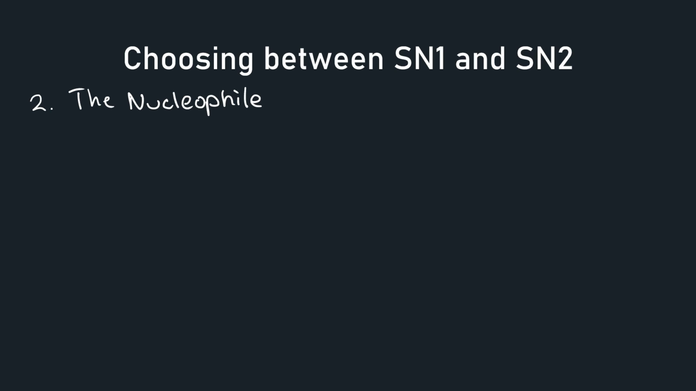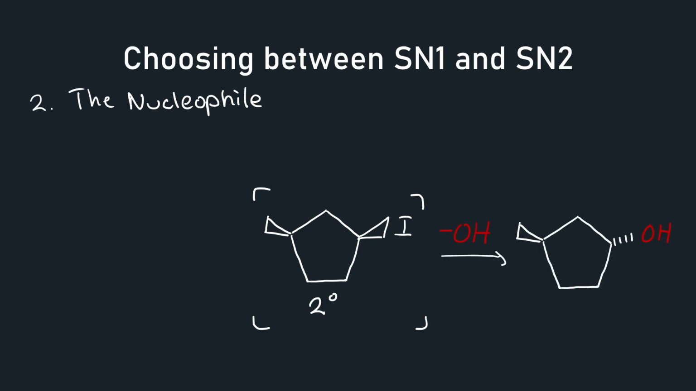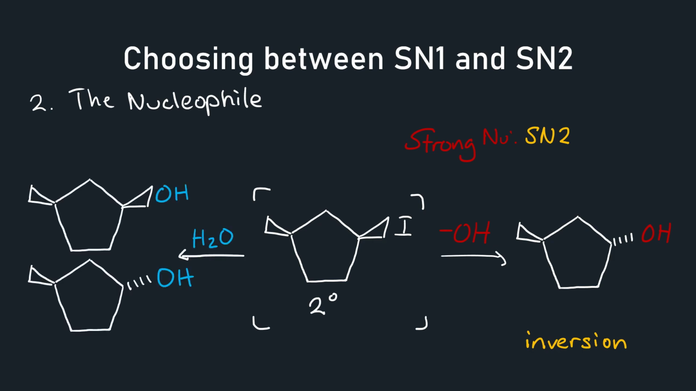And that leads us to our second order of priority, which is looking at the nucleophile. Here we have a secondary substrate. We're going to apply a strong nucleophile to it, and this results in inversion of the chiral center. This is because strong nucleophiles result in an SN2 reaction. Next, we're going to apply water to our substrate. This results in a racemization of the compound because weak nucleophiles result in an SN1 reaction.